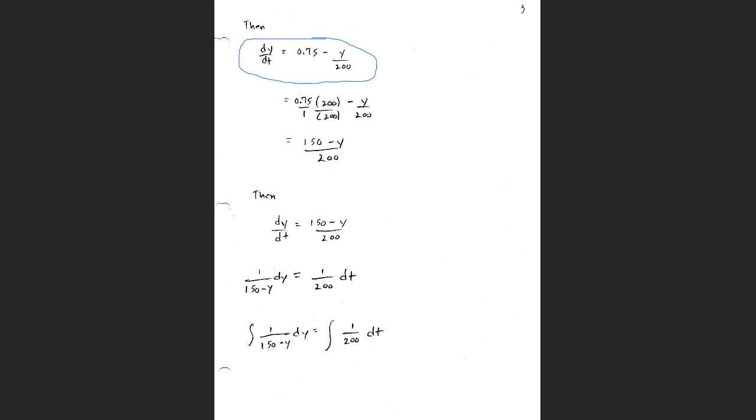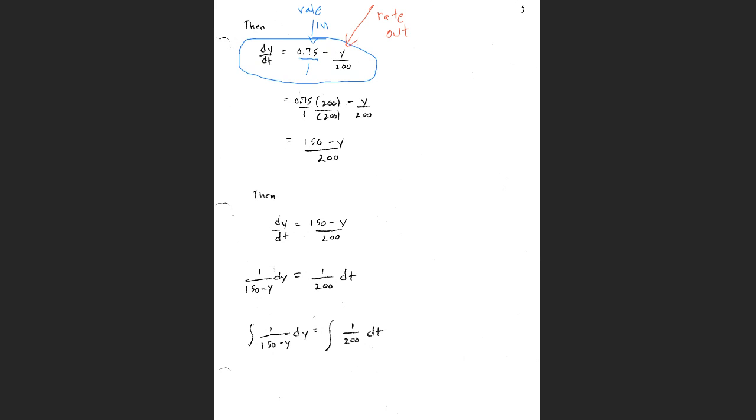So I'm not worried about carrying the units anymore. I know that the units are correct. So we had 0.75 over 1, right? This was the rate in, and the rate out was y over 200.